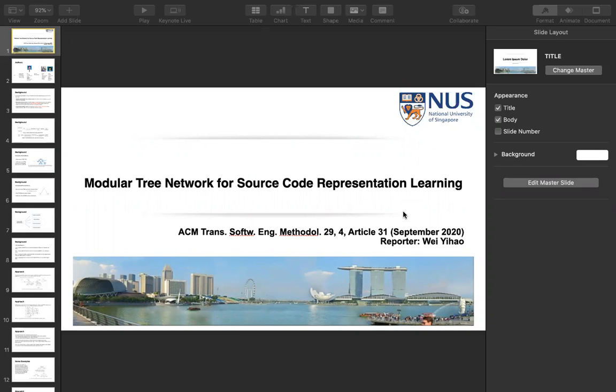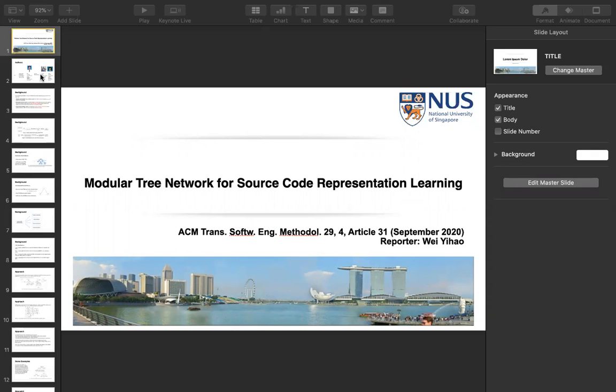Today I'm going to present the paper from ACM TOSEM, actually a TOSEM journal. This is one of the top journals in the field of software engineering. The paper name is Modular Tree Network for Source Code Representation Learning.